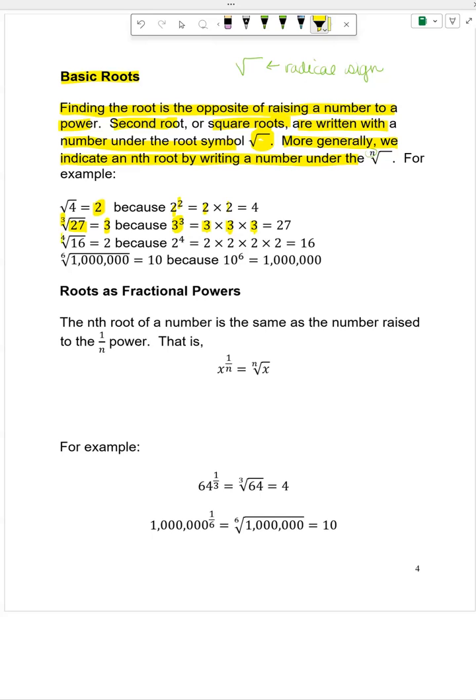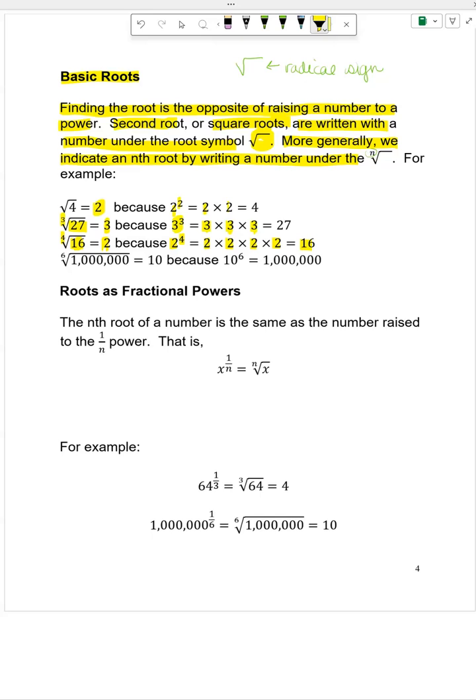Okay, now we're taking the 4th root of 16. So it wants to know what number, if you multiply it by itself 4 times, would give us 16. Well, that's 2 times 2 times 2 times 2, because 2 to the 4th power is 16. So our answer is 2.